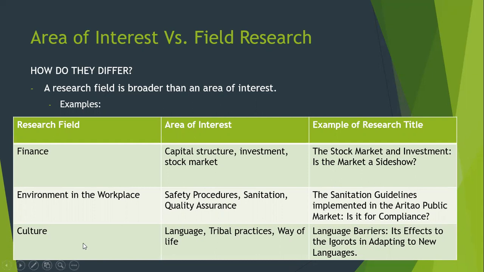Next, another kind of research field is what we call culture. Okay, so this is a particular example of a research field. Now, culture has different characteristics. Culture has many aspects, right? So we have language, tribal practices, or it may refer to our way of life. Okay, so we have here an example of a research title with regards to culture, and we focus on language. So our research title here is on language barriers.